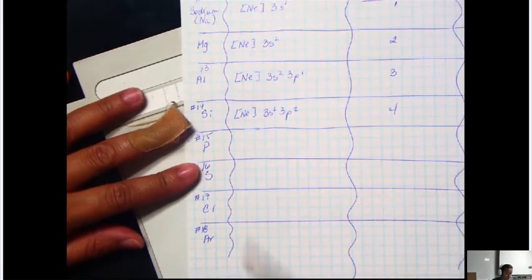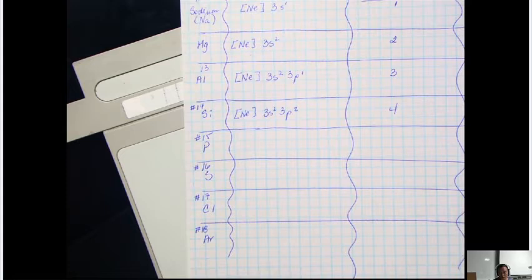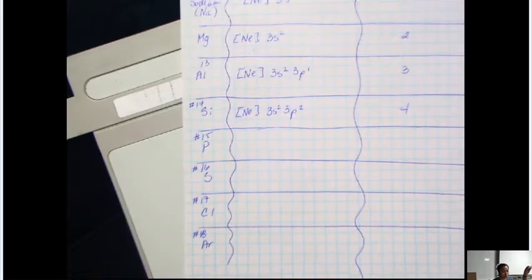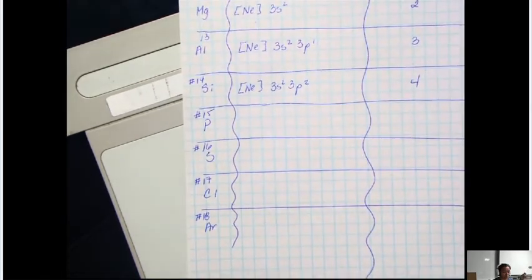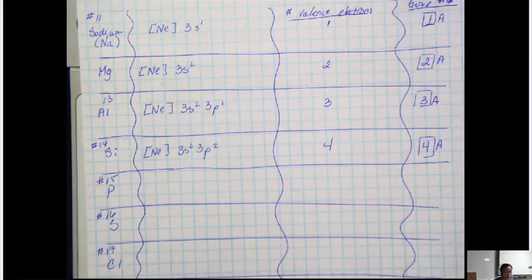All right, so go ahead and write the electron configuration. You're doing the abbreviated form for all of these. All right, I'm going to go ahead and start working through these. If you have any questions, please ask.